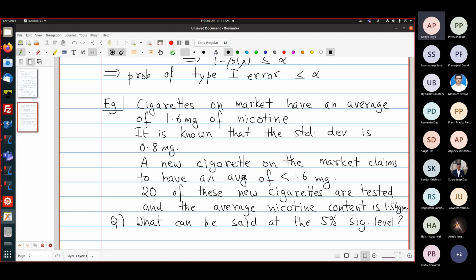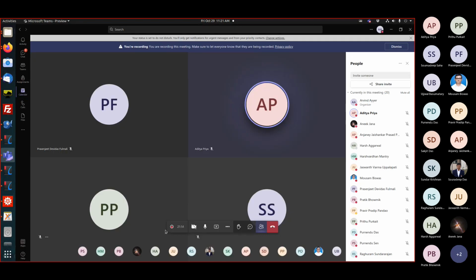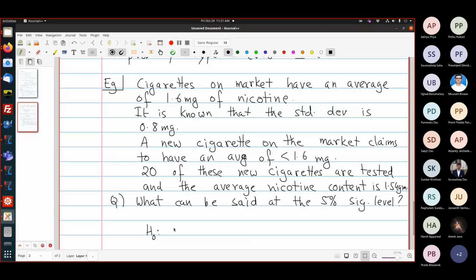Sir, the amount of nicotine is actually less than 1.6 milligram. Yeah, that's correct. So how would you say it in the terminology that we have been using so far? I mean, H naught I have been writing. Right, so let's say H naught is mu is less than 1.6 milligram. That's what you would like to say, right?